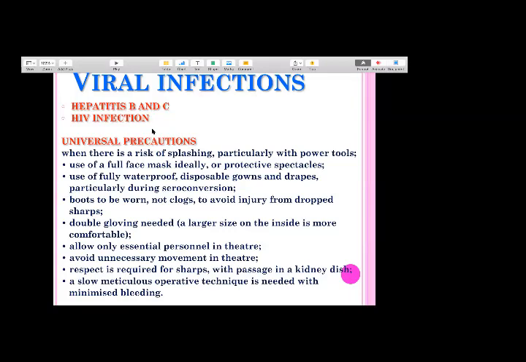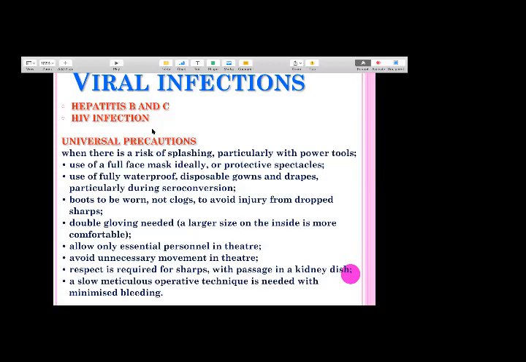Clogs are basically a raised form of shoes that surgeons normally wear, but there are still areas where your feet are a little exposed. The boots completely cover your feet up to your lower leg and ankles. So boots are definitely recommended over clogs to avoid injury from dropped sharps. You could be exposed if there are sharps like needles and blades, so many things on the operation table that could drop and cause an injury to your foot.